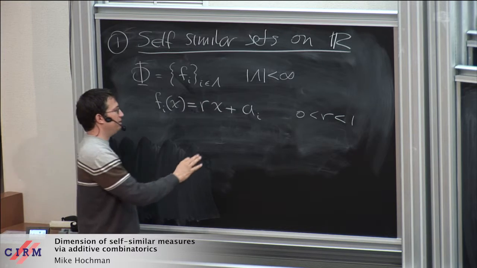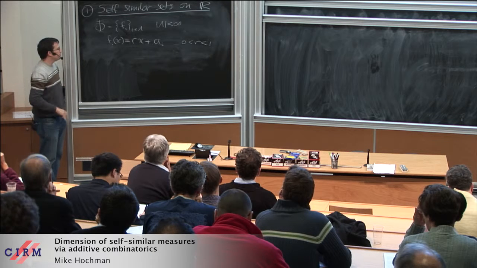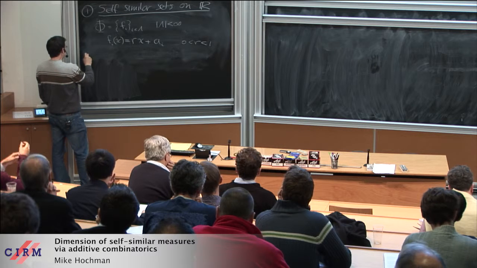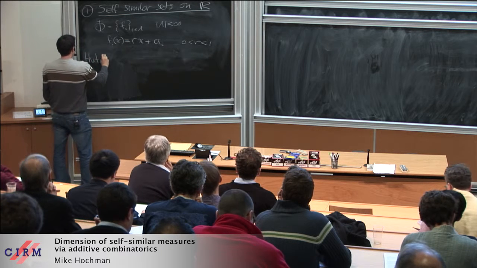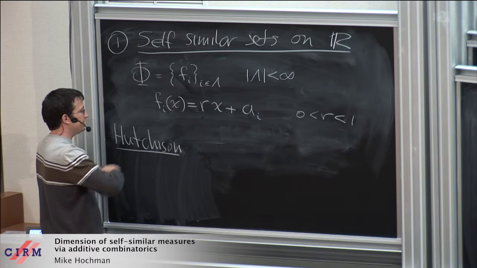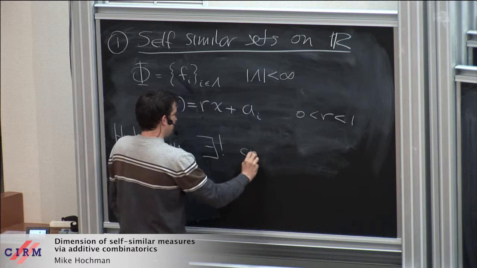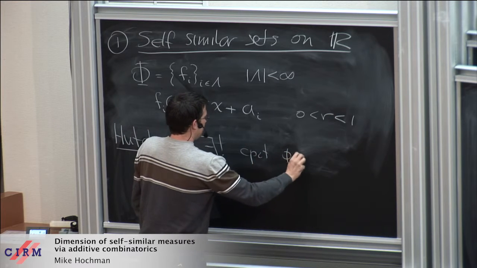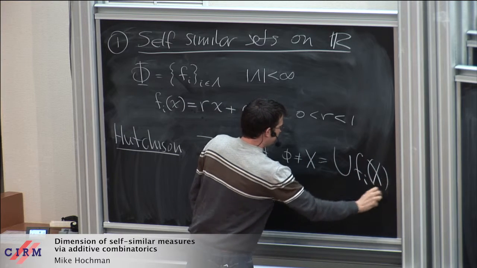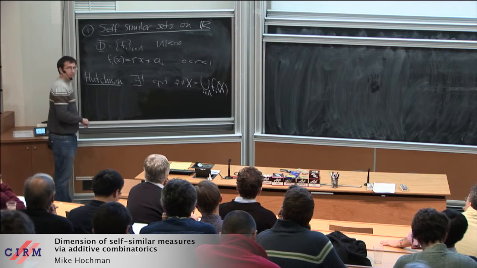This is just an assumption. For simplicity, you could allow each of them to contract by different amounts. I won't. Maybe at the end I'll mention what you do then. But this is the setting. And then it's a very basic fact. It's a theorem by Hutchinson, although it probably goes back in this setting, in the linear setting, maybe further, that there exists a unique, compact, non-empty set X, which is the union of its images under the maps F_i. And X is called a self-similar set, right?